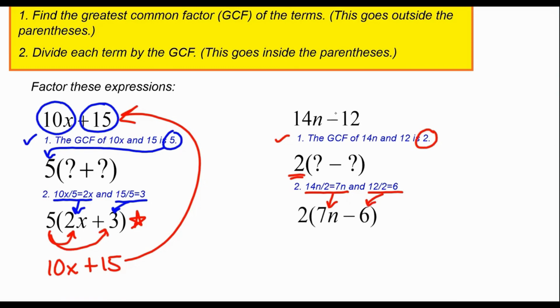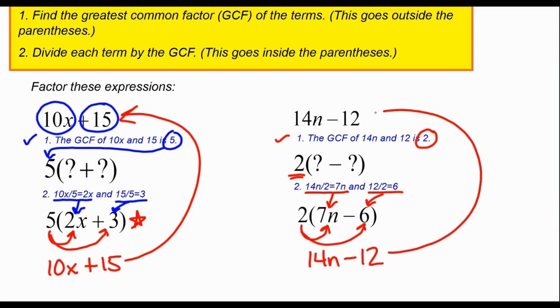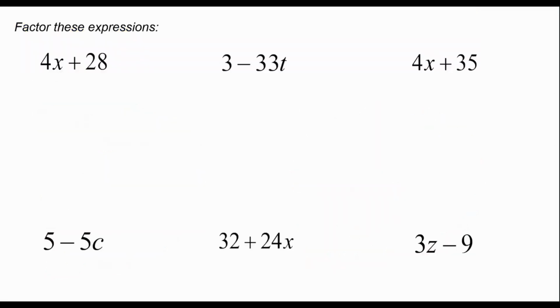And it was subtraction because I started with subtraction here. And again, to test to see if I factored this correctly, do the distributive property to check. 2 times 7n is 14n minus 2 times 6, which is 12, 14n minus 12. I get the same thing I started with, so I know that that is the correct factored form of that expression. So let's take a look at some more here and see if we can factor these.